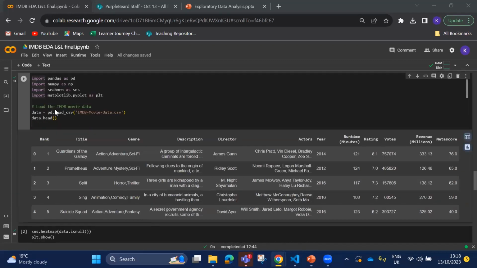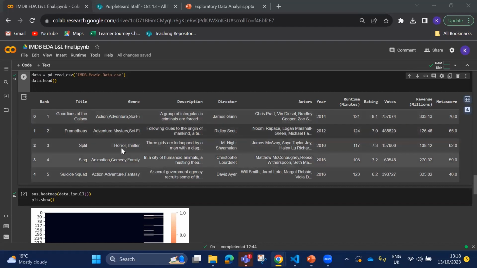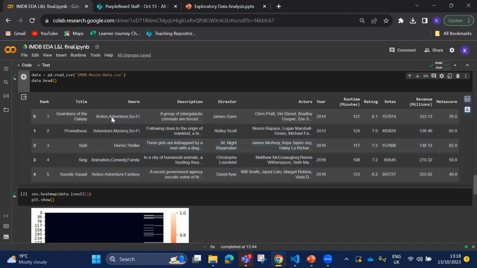Like for example, this one. In the data, think about this as an Excel file, right? In the Excel file, you have a genre column. In that, you have action, adventure, sci-fi. So there are multiple genres. Over here, you just have two for this movie. So how can I calculate how many movies come under the action genre? I have to do some sort of transformation to this data, right? Because how will I calculate how many are action and how many are adventure?